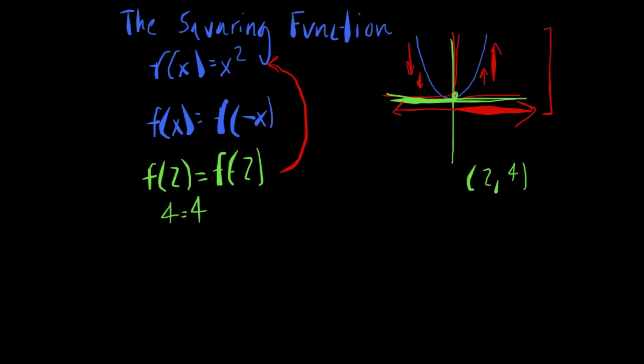The end behavior is as the limit as x approaches infinity. We already showed that it is approaching infinity. The limit as x approaches negative infinity, it is also approaching positive infinity. That is the squaring function. The next function we'll be looking at is the cubing function.